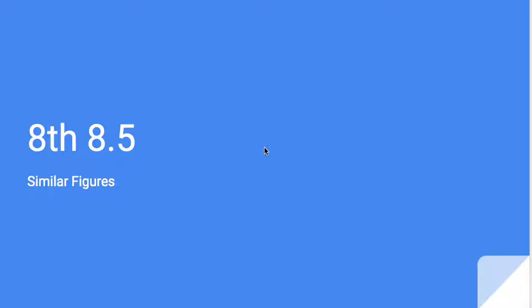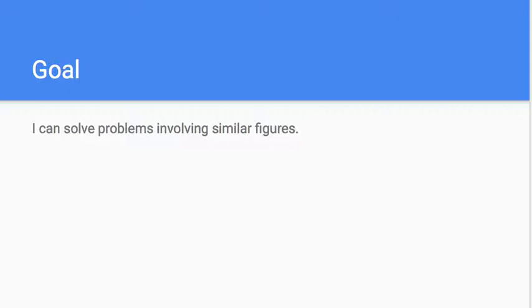Okay, this is 8th grade lesson 8.5 over similar figures, and this is actually the last lesson in Unit 8. Unit 9 is just over one topic though, so we're going to be putting 8 and 9 together. So our goal for today is I can solve problems involving similar figures.